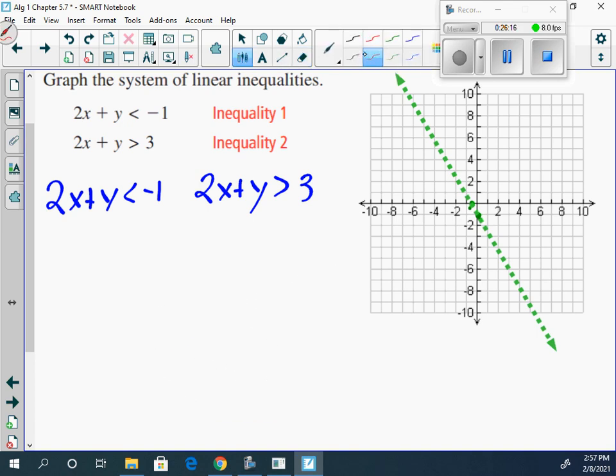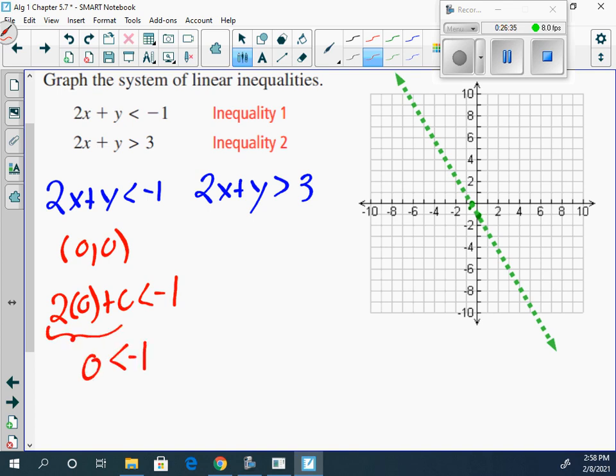So we still need to check a point. Because it's not going through the origin, it's not going through where these two intersect at 0, 0, we can use it. So we'd have 2 times 0 plus 0. So we would say, is it less than -1? Because here 0 is not less than negative 1. 0 is bigger than negative 1, so it is false. So we would shade away from it.